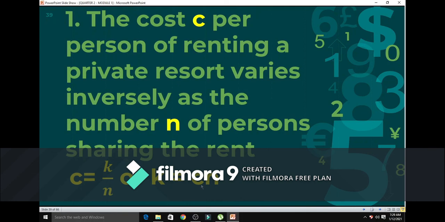So, imumultiply mo lang or pagtatabihin mo lang yung dalawang letters, which is c and n. Again, first variable on the left side, second variable on the denominator of k. So, c is equal to k over n. Para mahanap yung equation for k, multiply nyo lang yung dalawang variables. K is equal to cn. Pangalawang example.